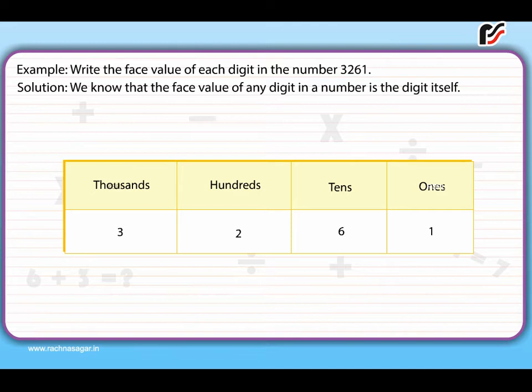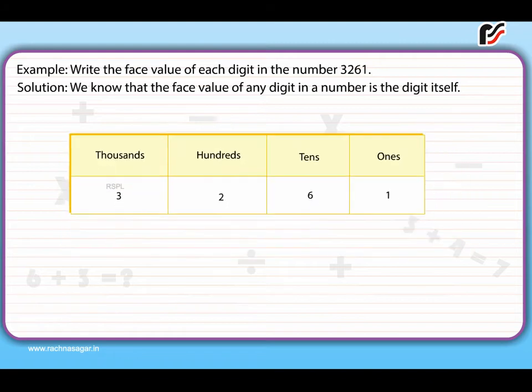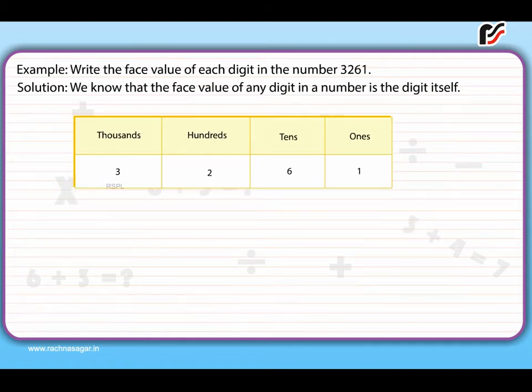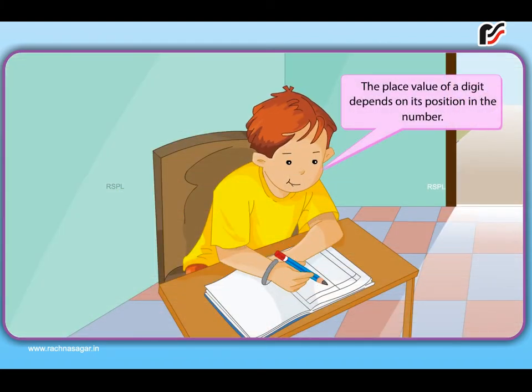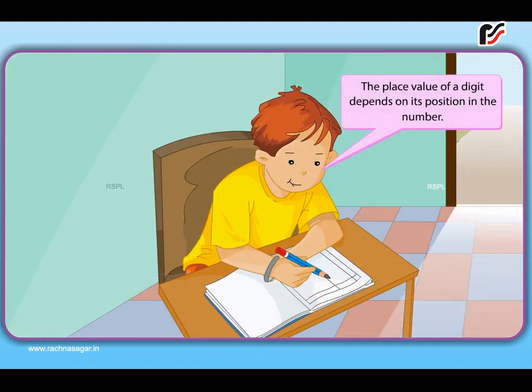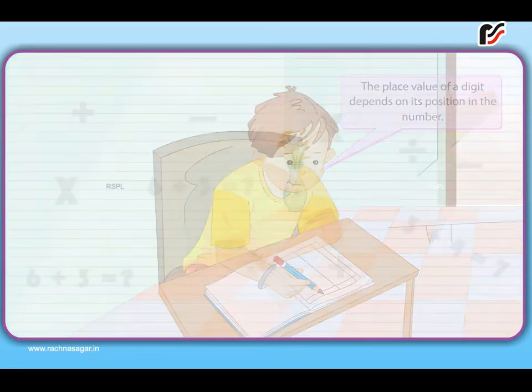3261. Solution: we know that the face value of any digit in a number is the digit itself. So, in the number 3261, the face value of 1 is 1. The face value of 6 is 6. The face value of 2 is 2. The face value of 3 is 3. Place value. The place value of a digit depends on its position in the number.